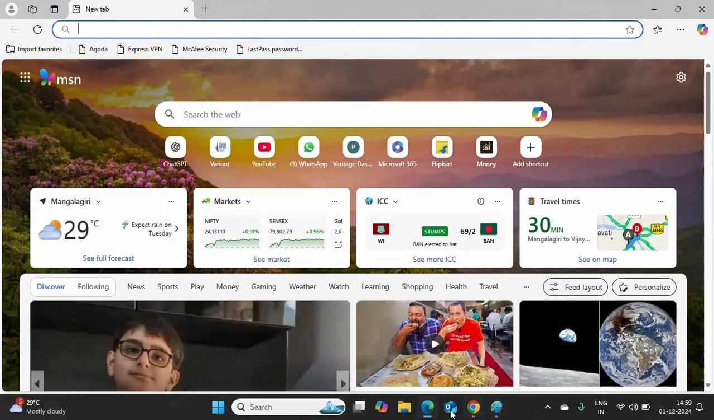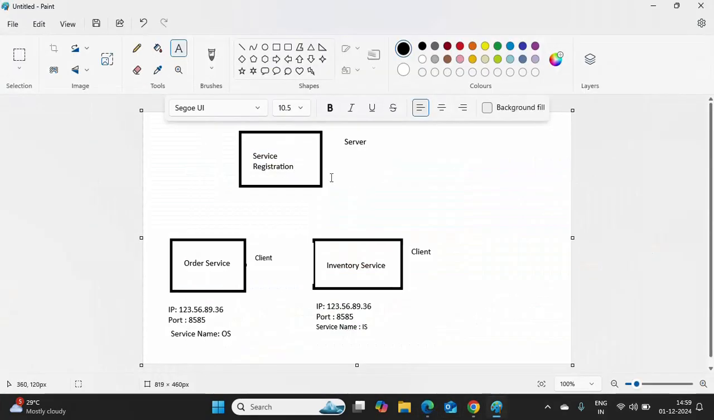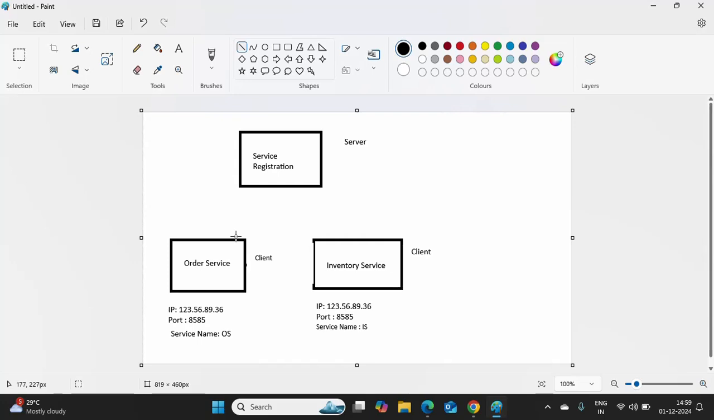This is the service registry as a server, and these are the two clients. Whenever you start your order service, it is going to register all its information in the service registry. For registering all the information to the service registry, we need to do some configuration and add some dependencies related to the service registry. Those we'll discuss mostly in the practical session. Now just focus only on the theoretical part.